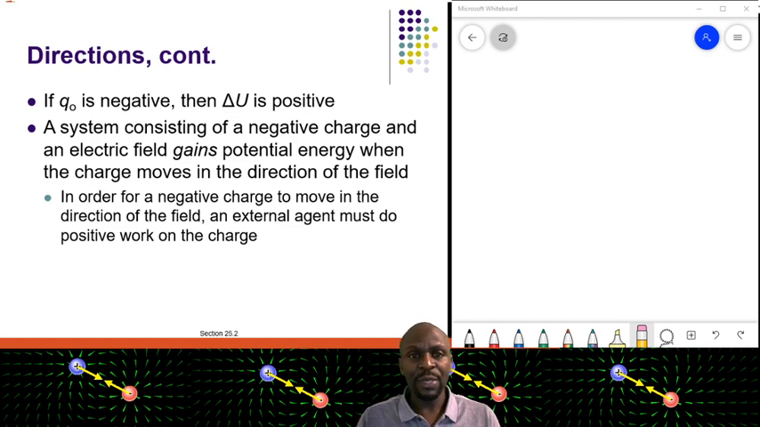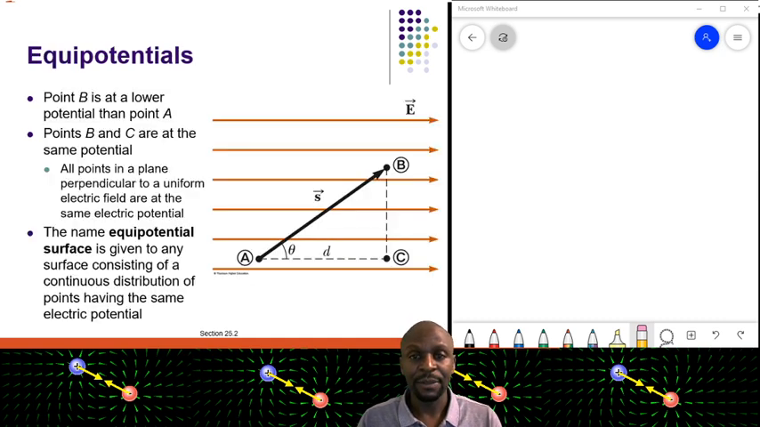Now, if Q is negative, then the change in U, the change in potential energy, is positive. A system consisting of a negative charge and an electric field gains potential energy when the charge moves in the direction of the field. In order for a negative charge to move in the direction of the field, an external agent, as I've said, must do positive work on the charge.